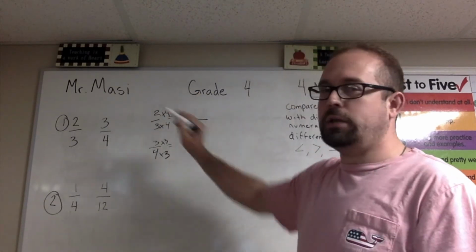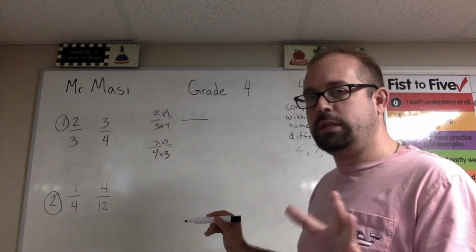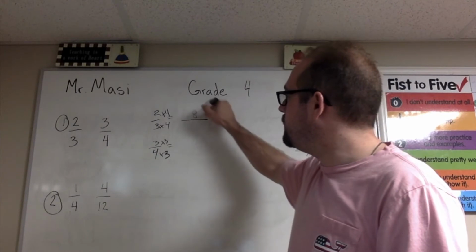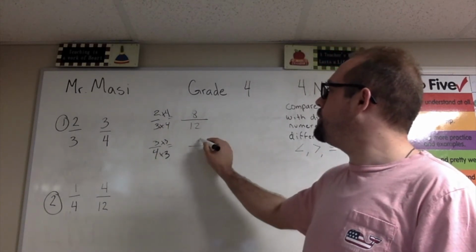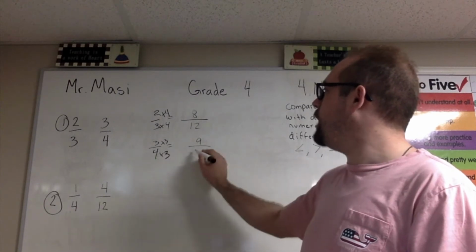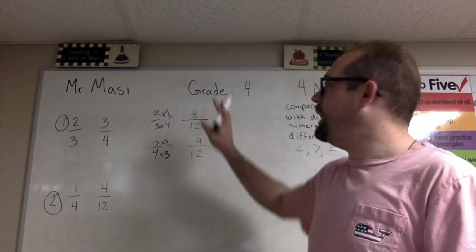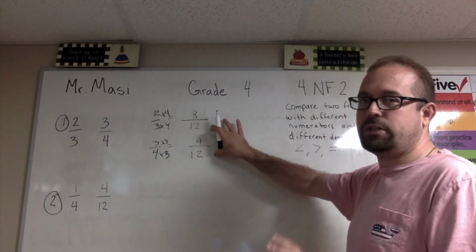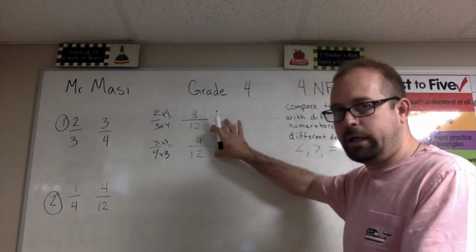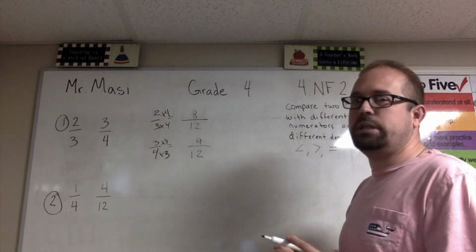I got 4 times 2, 2 times 4, same thing, gives me 8. 3 times 4 gives me 12. 3 times 3 gives me 9. 4 times 3 gives me 12. Now I have the same denominator for both fractions. Now I can compare.